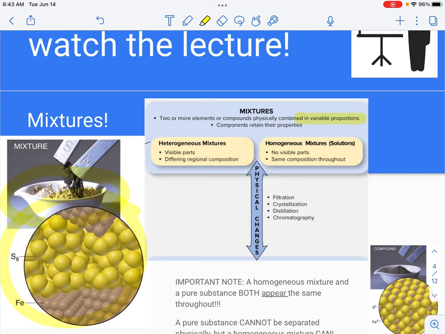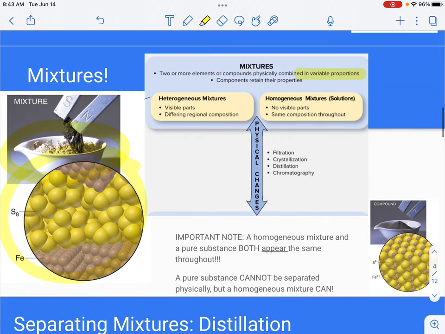A homogeneous mixture is the same as a solution, and we cannot see different parts microscopically or at the atomic level. We would see even distribution, and at the macroscopic level, we cannot tell that there's more than one thing in there. It looks the same throughout. This is a really important note, and I know I talked about this before, but a homogeneous mixture and a pure substance appear the same throughout to your eyeballs.